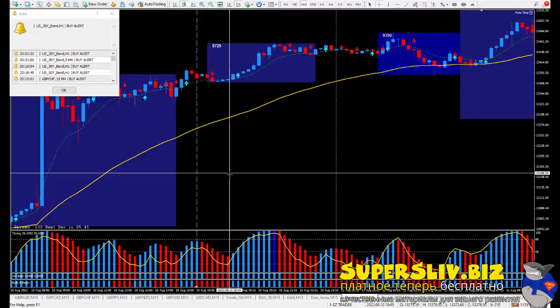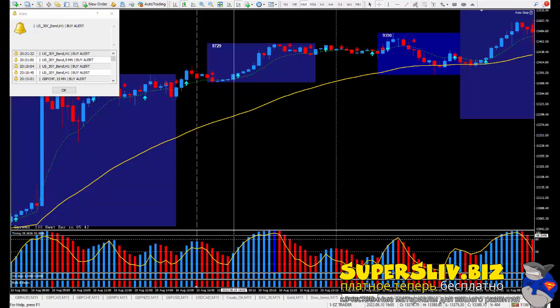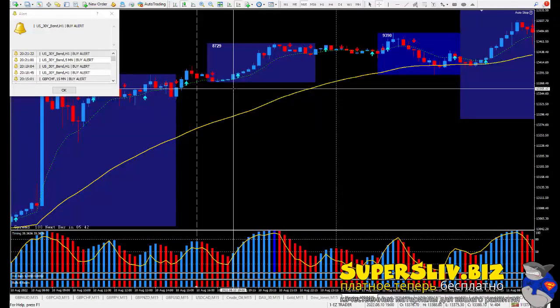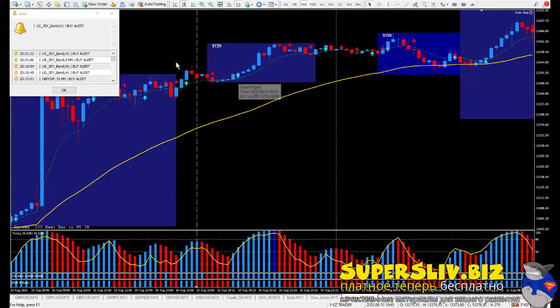Now remember, the very first time everything turns blue, this is what I like to call the setup candle. So this is the setup candle, and as soon as the next candle opens, you'll get the arrow, and you'll get the pop-up box, and the audio sound.